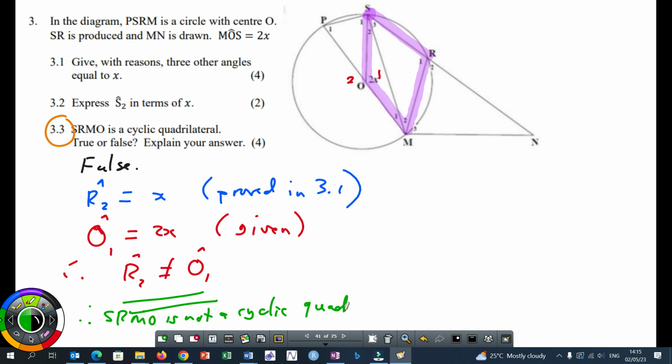If you want another way, you can say R1 plus O1. They don't add up to what? 180. Are you following?